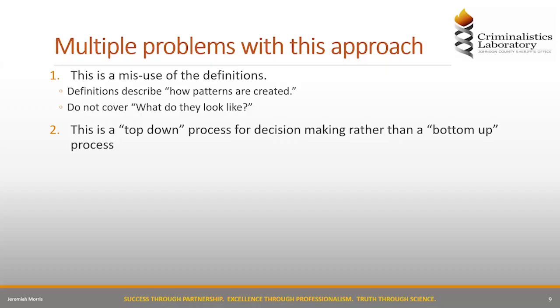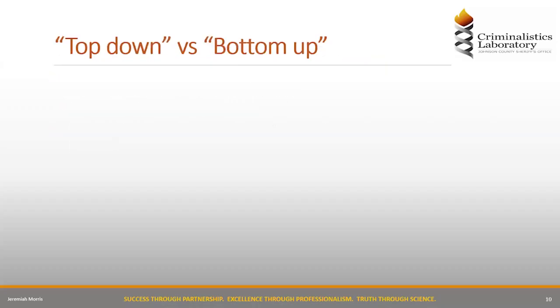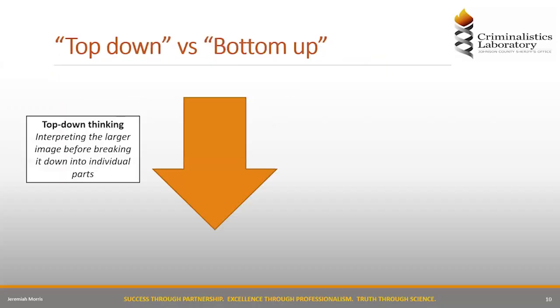So it's probably good for us to talk about what this means. So top-down versus bottom-up. A top-down is where you see a larger image, and then you see that larger image before you start breaking it down into the individual parts. So when it comes to pattern classification, it is, here's the pattern. Could it be an impact pattern? Yeah, I think it could be an impact pattern. Or here's a pattern. Could it be a drip pattern? Yeah, I think it could be, based on the definition. So you're starting with the upper tier and you're working your way down. So that's the top-down way of thinking.